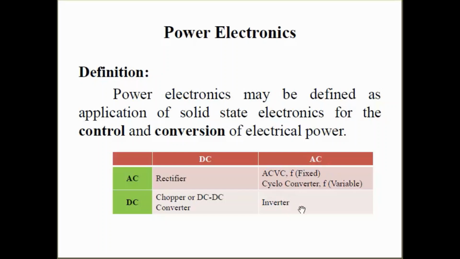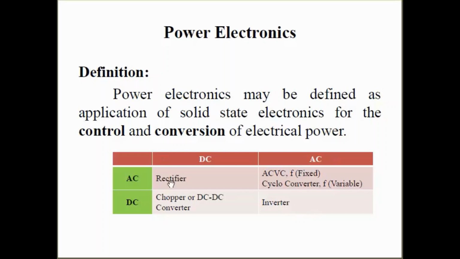Coming to the fourth type, that is DC to AC conversion. Here we need both the conversion process and the control process. So our input is DC, output is AC. So we need to place one converter in between for conversion and control. We call it an inverter. So an inverter is a device which converts DC to AC. The best example for this inverter is a UPS, uninterruptible power supply.